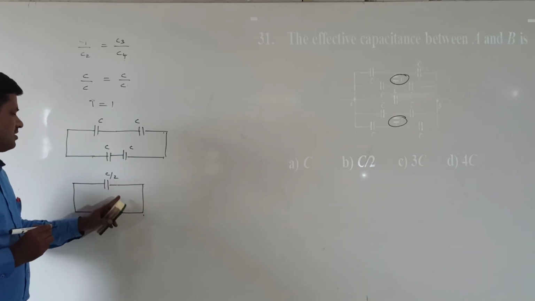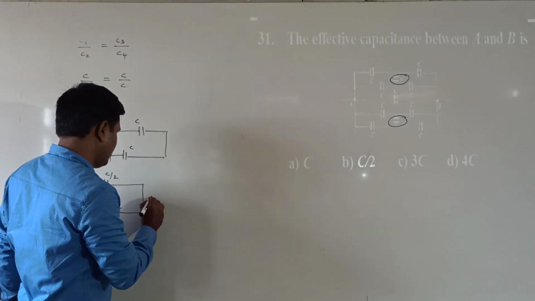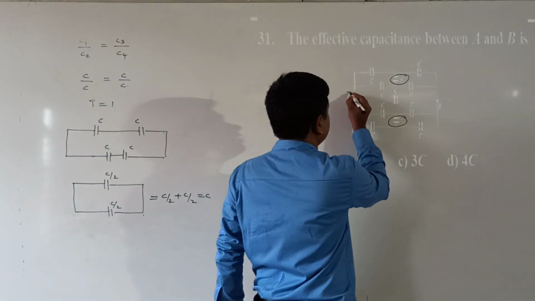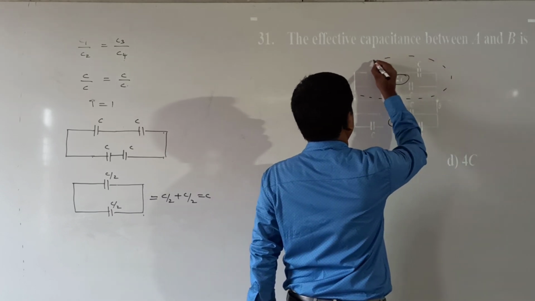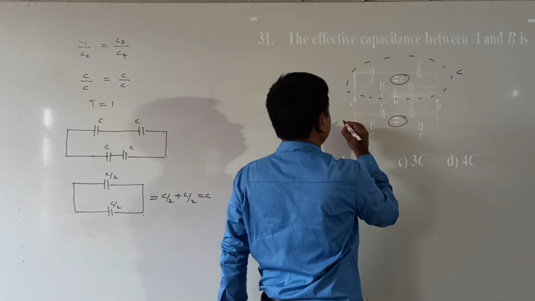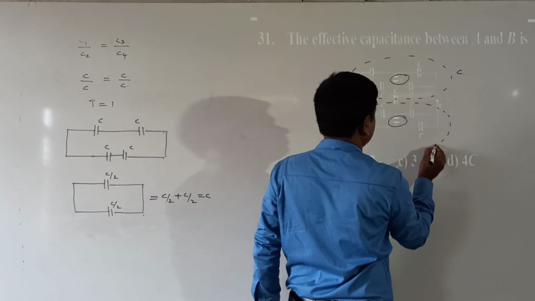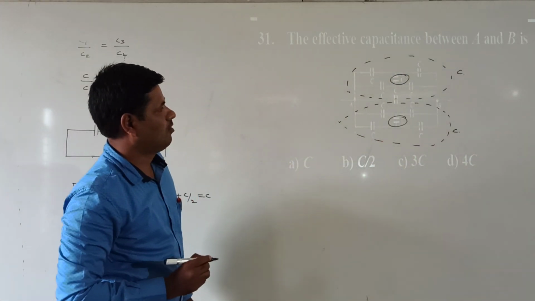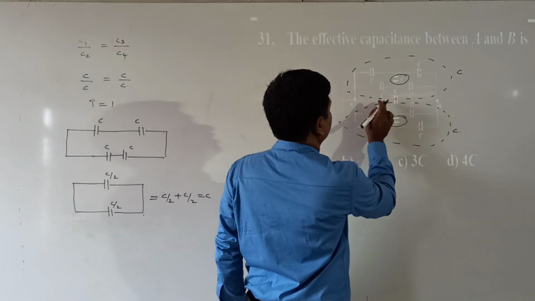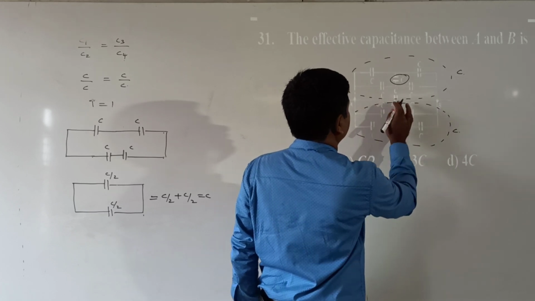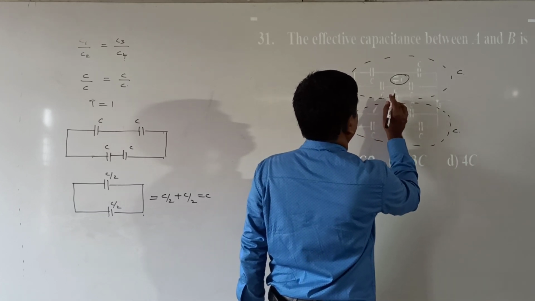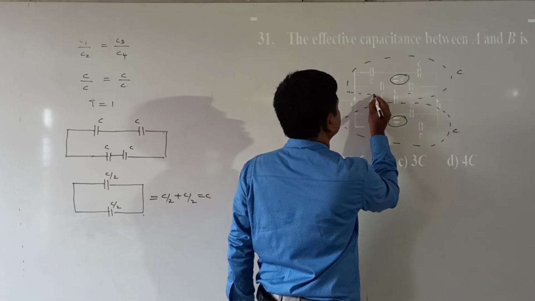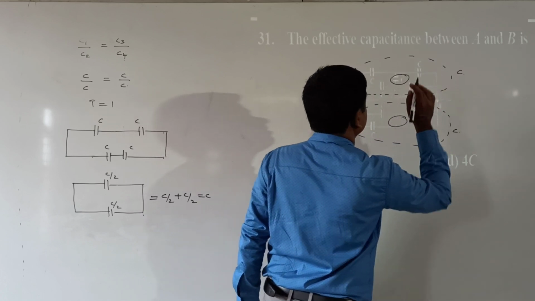Parallel combination means C by 2 plus C by 2 is equal to C. This part value we are getting as C. Now this part we are considering here, in this part also the value we are getting as C. Now the above part is C and the below part is C. We are getting above part value equal to C and below part value equal to C.